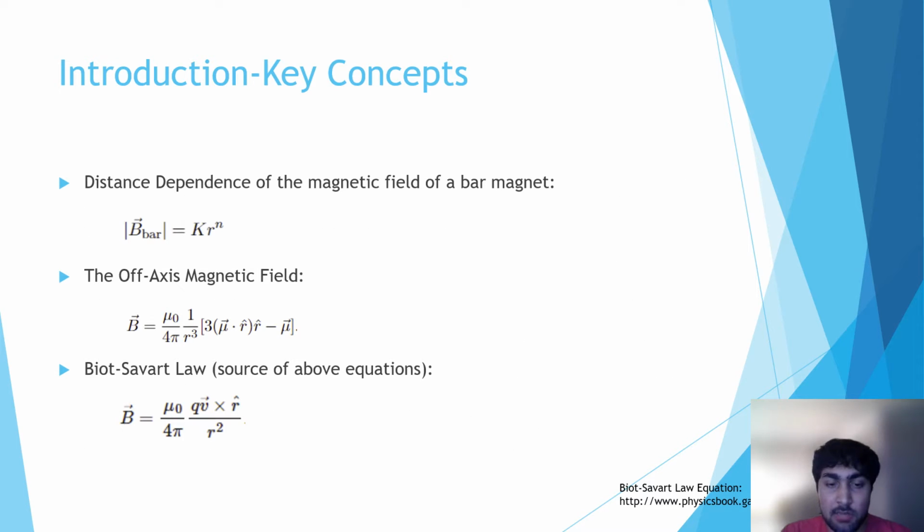The main key concept for this lab is the Biot-Savart law, which deals with the magnetic field created by moving charges. The two above equations are derived from the Biot-Savart law, and the second equation shows the field at off-axis points, which will be shown later in the computational model. And the upper equation is the dependence of the magnetic field on distance.